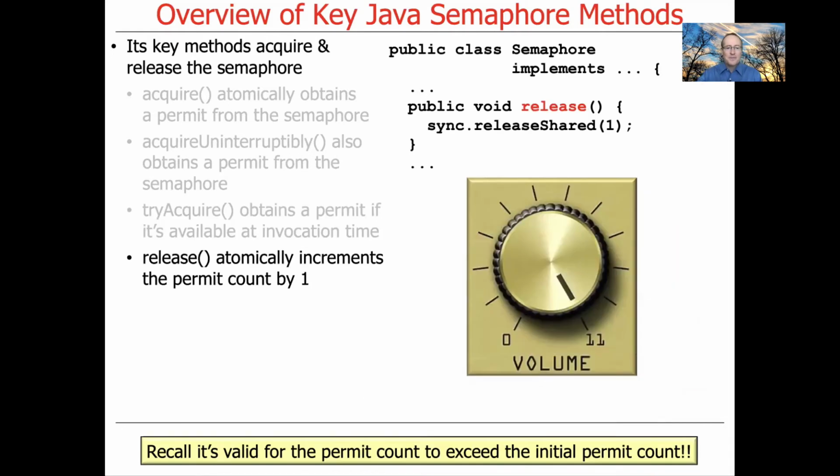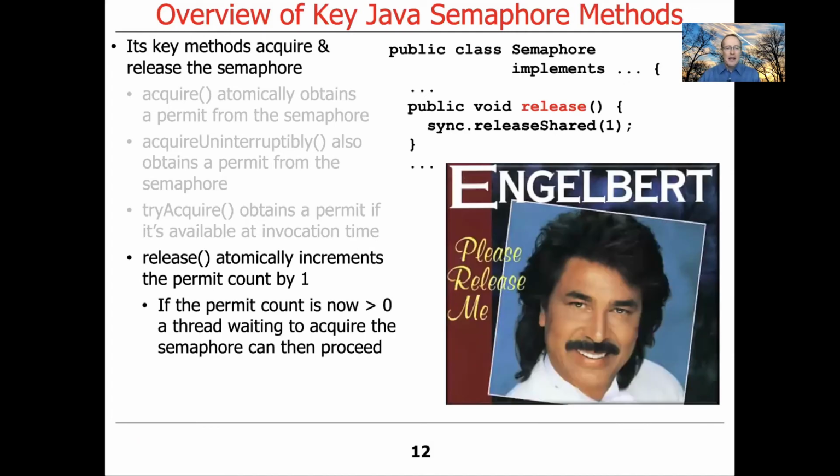There's also a method called release, and that atomically increments the permit count by 1. And of course, if it goes above 0, then the mechanism will wake up other threads. Keep in mind, it's valid for the permit count to exceed the initial permit count. So it'll keep going. As long as you call release, it'll keep incrementing by 1. Whether that's the right thing to do in any given circumstance is another story, but it'll do it that way.